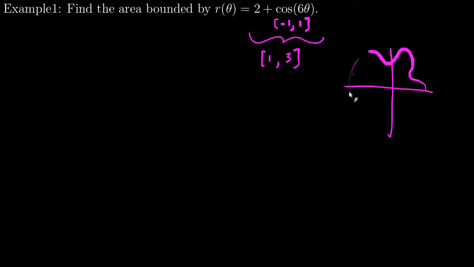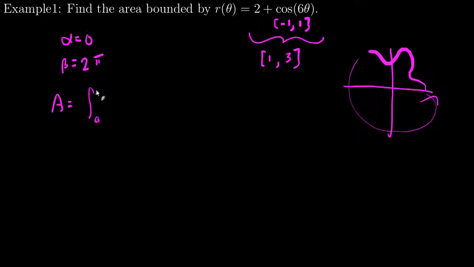In order to get this whole area all the way around, my alpha is going to be 0, and my beta is going to be 2 pi to go all the way around this shape once. So the area will equal the integral from 0 to 2 pi with a 1/2 out front, and I have r of theta, so 2 plus cosine 6 theta squared d theta. Now, I could use the even powers of cosine rule to evaluate this, but generally we can just type it in the calculator and get a decimal approximation very quickly. That's what I'm going to do.